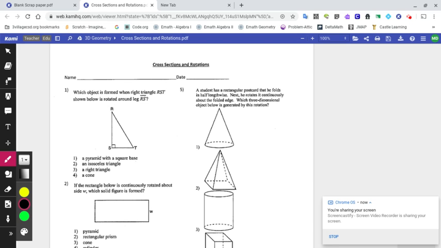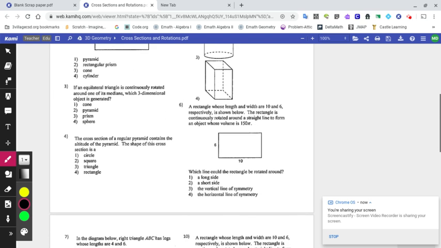Okay, hello again, ladies and gentlemen. All right, I'm going to go over your questions on the cross sections and rotations ditto. A lot of you had the same questions, so I'm going to start off with number 6.